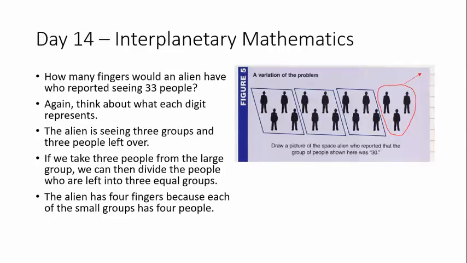So I've drawn a red circle, not really a circle, but I've enclosed 3 people here in red, and these would be the ones I'm considering left over. And then all the others I'm dividing into 3 equal-sized groups. Put a parallelogram around each of them. So I've got 3 groups of 4 people and 3 left over. So the alien has 4 fingers because there are 4 people in each of the smaller groups.